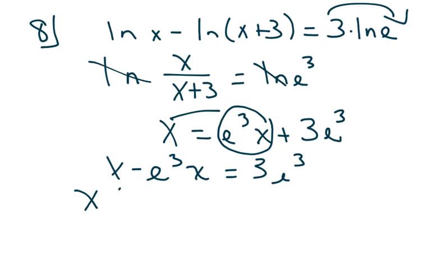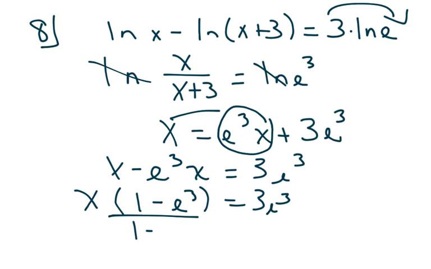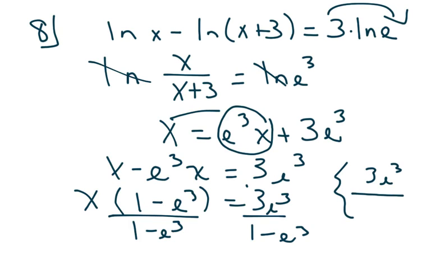Factor out an x. So I'm going to get x times (1 minus e cubed) equals 3e cubed. And then divide both sides by 1 minus e cubed. And that gives you this solution. So our solution set is 3e cubed over 1 minus e cubed. Now if you look at this, this is negative.